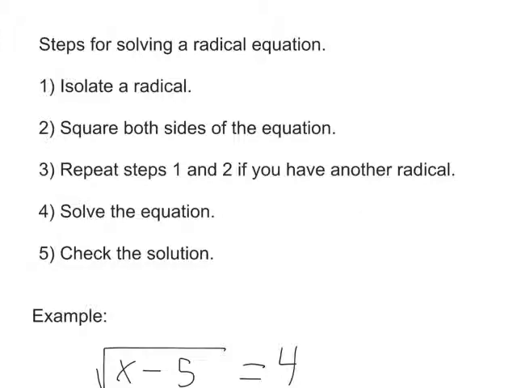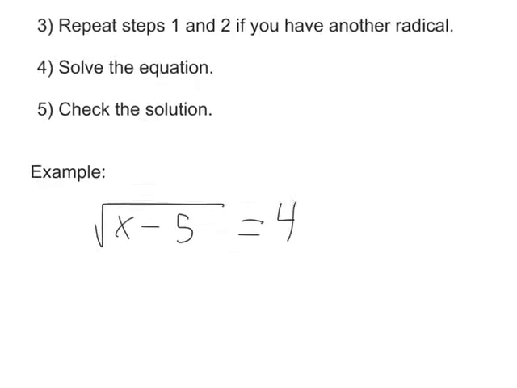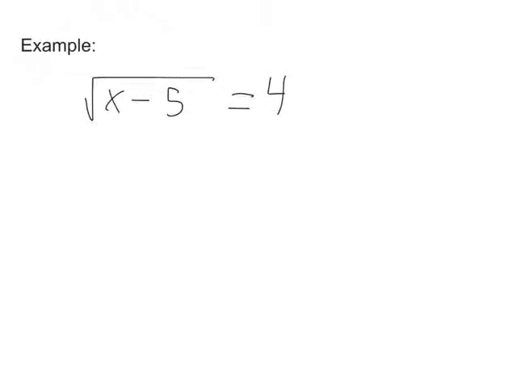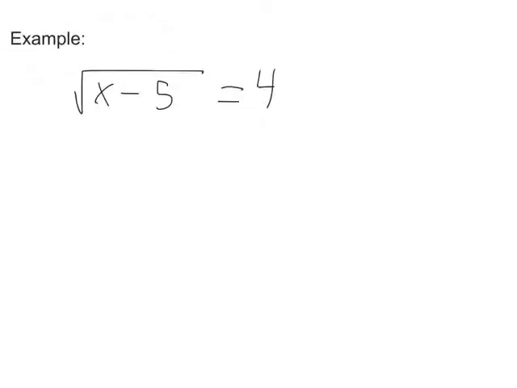Okay, let's take a look at an example. This is a real simple example here, very, very basic. We do have the one radical right here, the square root, and then on the other side of the equal sign I've just got a constant. So here's what we do. Okay, first step is to isolate the radical. Well, it's already isolated. It's by itself on one side of the equation. I don't have to move anything.